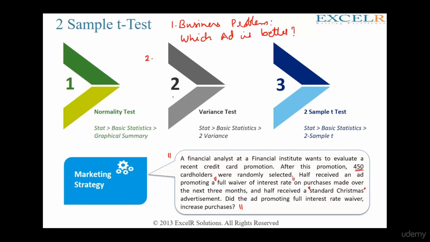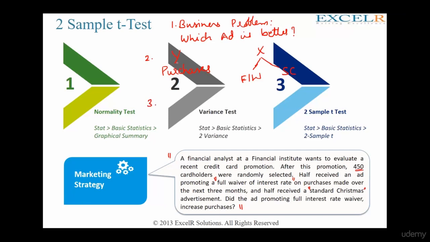The second step as part of hypothesis testing is get into the data. Don't speak from the business language perspective now. We have already defined the business problem. We need to get into the data and try to identify what is Y and what is X. Given this scenario, Y is purchases made, X is full interest rate waiver advertisement, and another advertisement is standard Christmas promotion advertisement. So you have two advertisements. Which advertisement contributed to more purchases? That is what we're trying to solve.